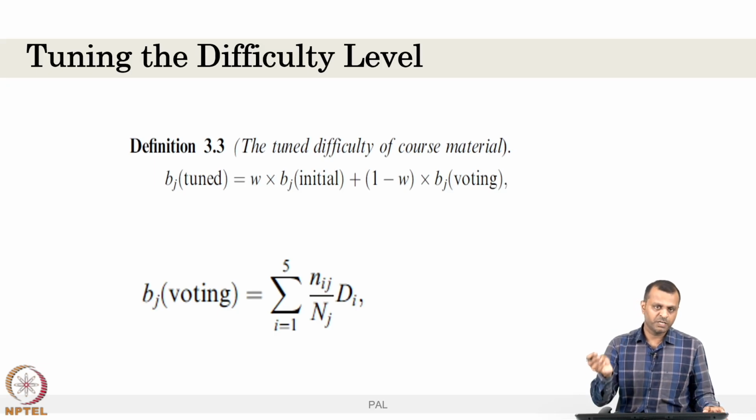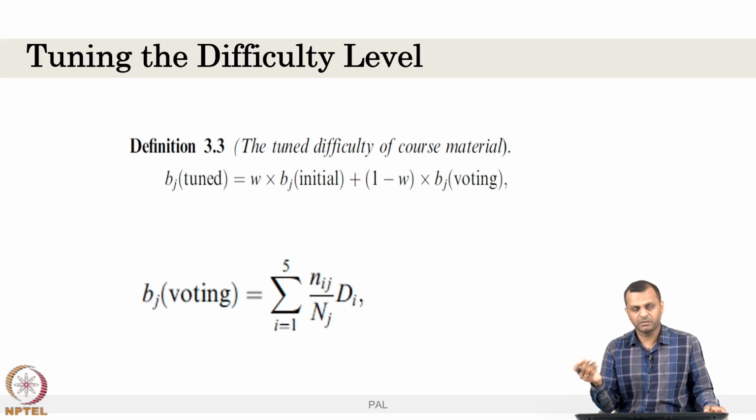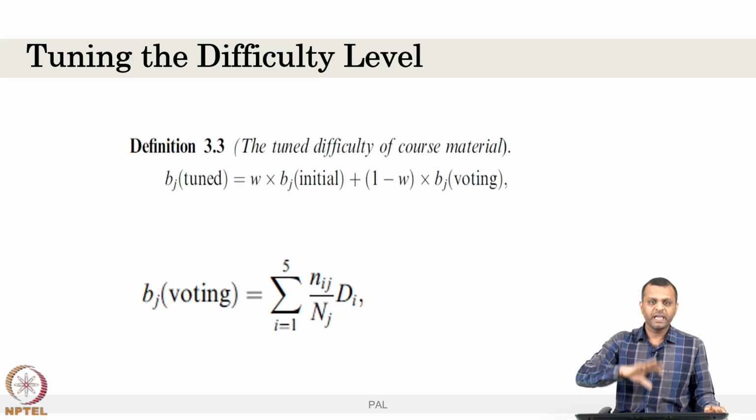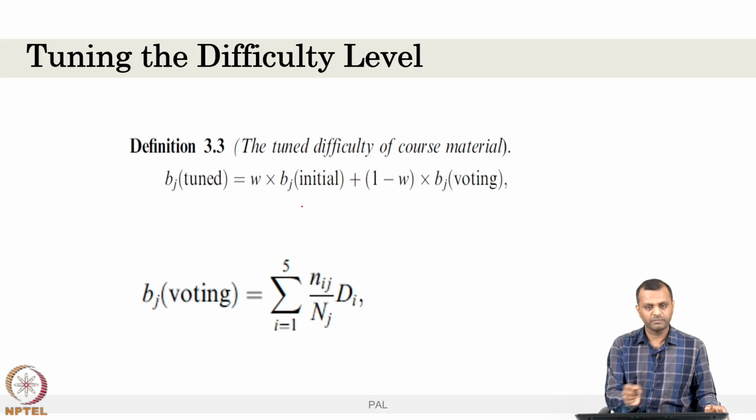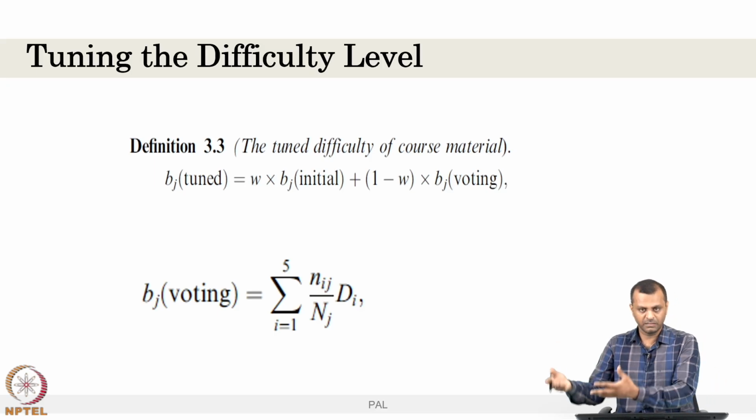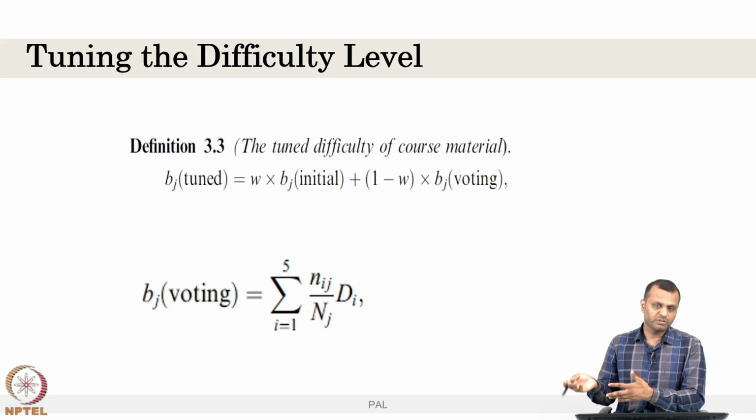So I would assign -1, 0 for a medium topic, or 1 or 2 for a hard topic. Based on the students' voting, we could change it with a weighted value. One, the weight W can be, if you want to give more emphasis on the expert, say 0.8 or 0.9. If you want to give more emphasis on the learner, that is the voting, give less weightage to the W.